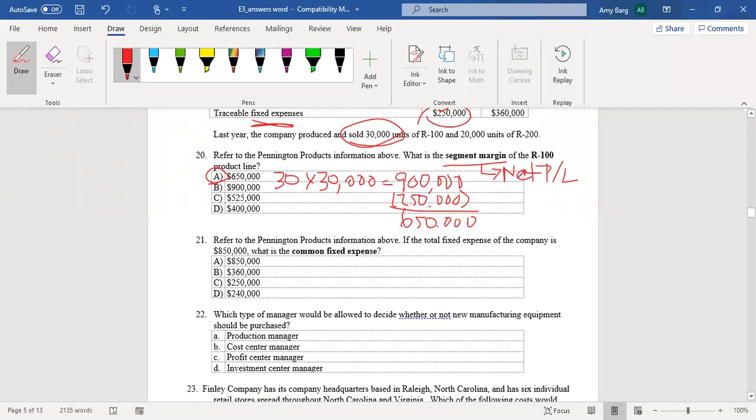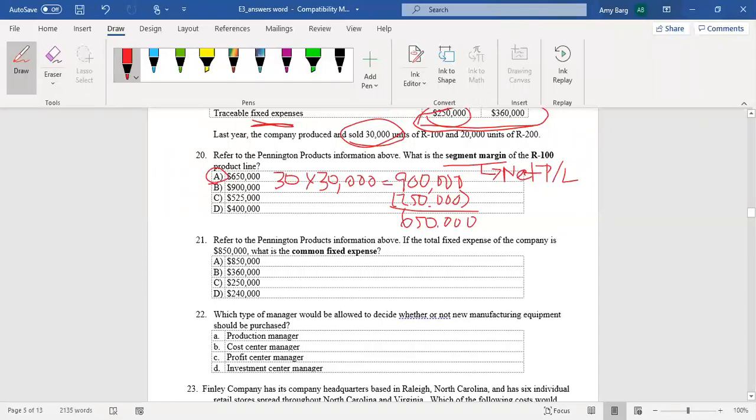So fixed expenses come in 2 flavors, right? They come in traceable fixed costs, which is what they're listing up here. Traceable fixed costs benefit just the one segment, but common fixed costs benefit multiple segments. They are things like, if all the departments are in one building, it would be like the property taxes on that building, that sort of thing. So we know that the traceable fixed expenses are up here.